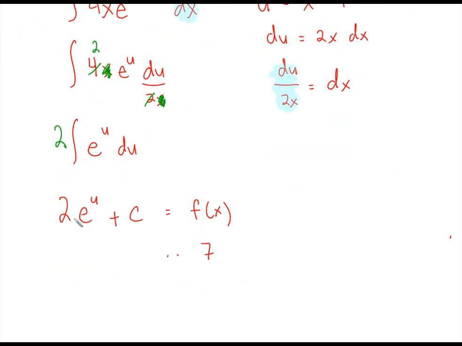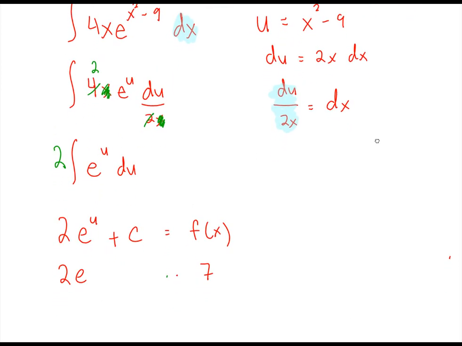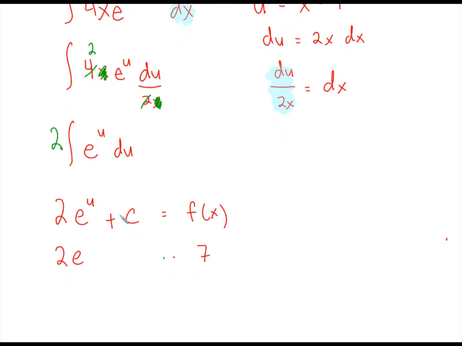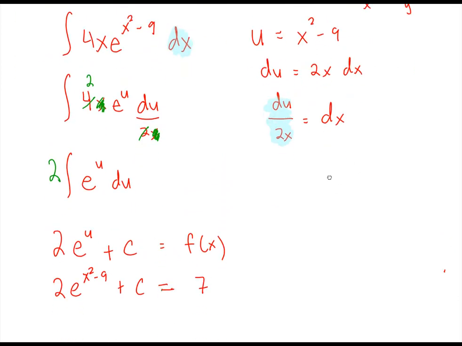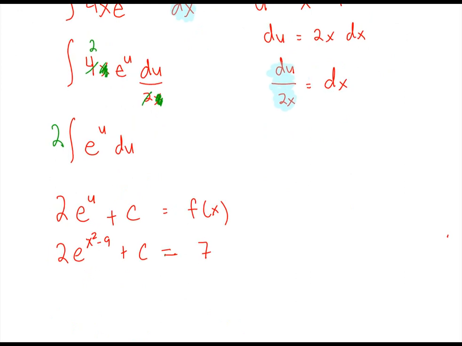So that means this is 7. Now I have 2e. Now our u was x squared minus 9, so you want to plug that back in. So we have x squared minus 9 plus c is equal to 7. And then the x was 3, from our coordinate earlier. Remember, x is 3, and then the y should be 7. So when the x is 3, I'm going to plug that in. I'm going to have 2 times e to the 3 squared is 9 minus 9, plus c is equal to 7. 9 minus 9 here, sorry, I wrote a 1 there.